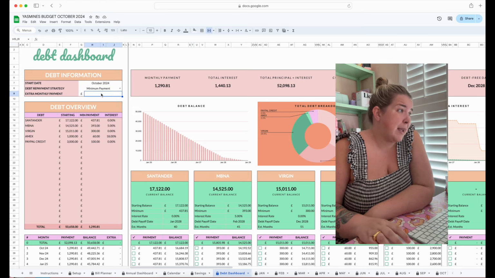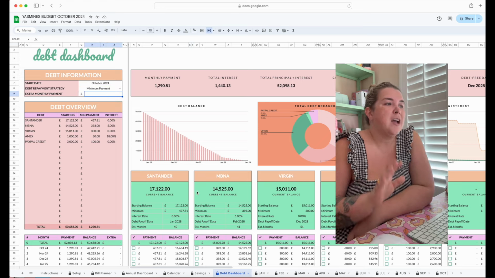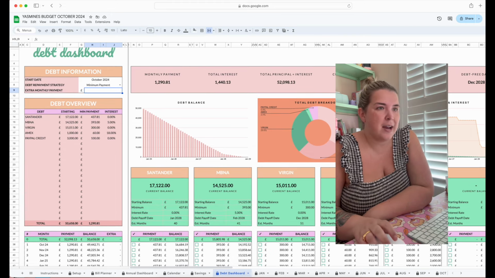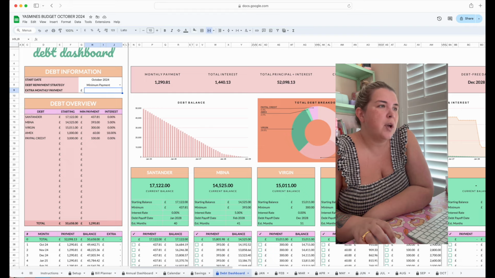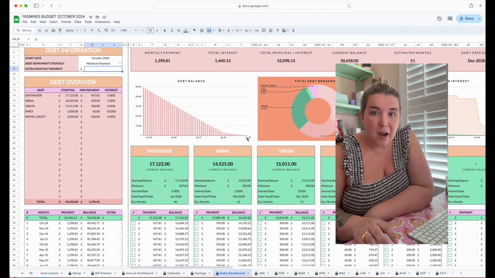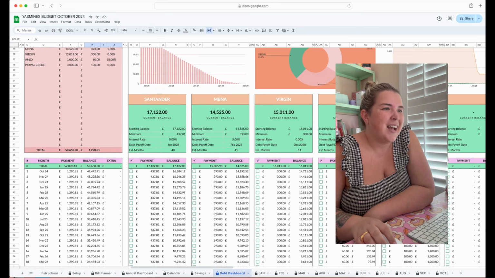So I'm just doing minimum payments at the moment. It does give you a space for how much extra each month you're going to be able to pay. I can't pay any extra at the moment because my income is not high enough. So it is showing me here how long my debt balance will be here for. It's saying it's going to take me until January 2029 to pay my debt off at the rate that I'm paying it off. So yeah.